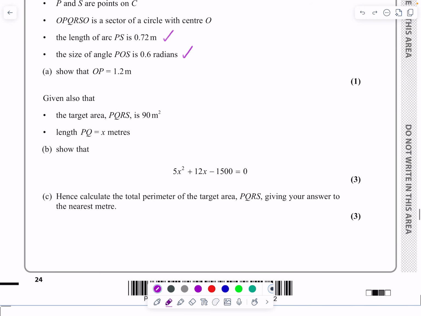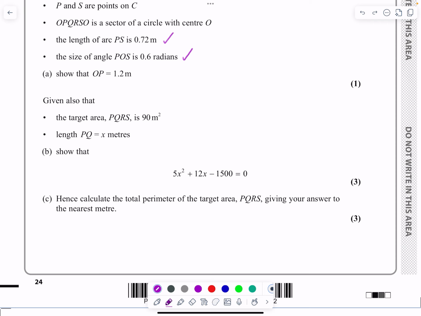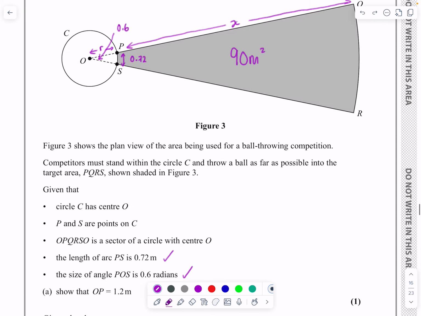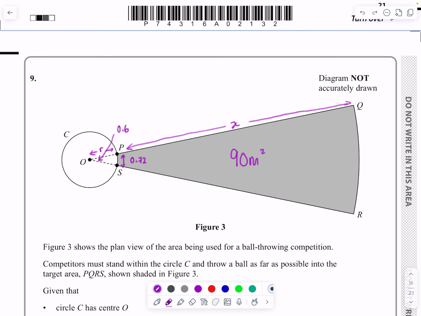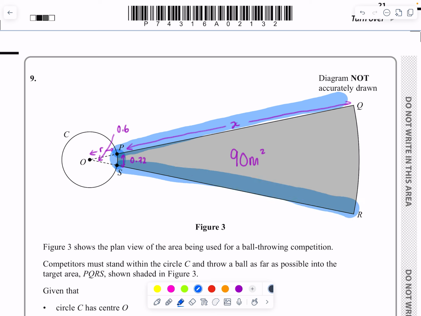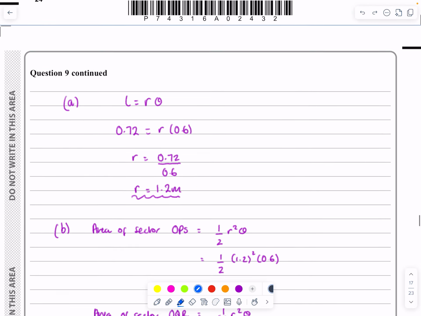And then the last part says, hence calculate the total perimeter of this grey shape here. So let's just go back and look at that then. If I want this total perimeter, what I want is 0.72, which I've already got, x, which is going to be the solution of that quadratic in a second, 2 of those, and then I'm also going to want QR here, and QR is just r theta, where r is actually all of that length there. So now I've explained it to you, I've got to go and explain it to the examiner as well.